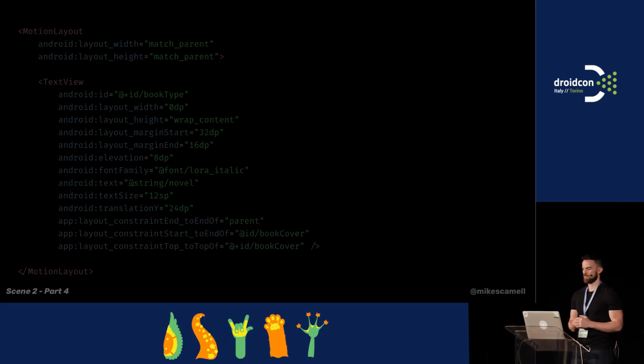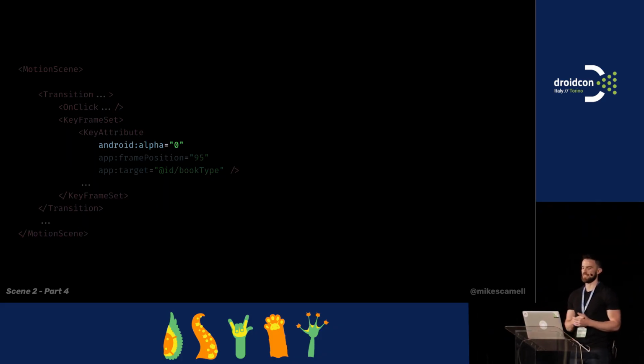Why translation y equals 24? Well, because in our design, the book cover is overlapping the header and the white space. So for that reason, we had to translate it. This means that anything that wants to reference the top of that view is also going to have to be translated as well, if you wanted to keep it in line.